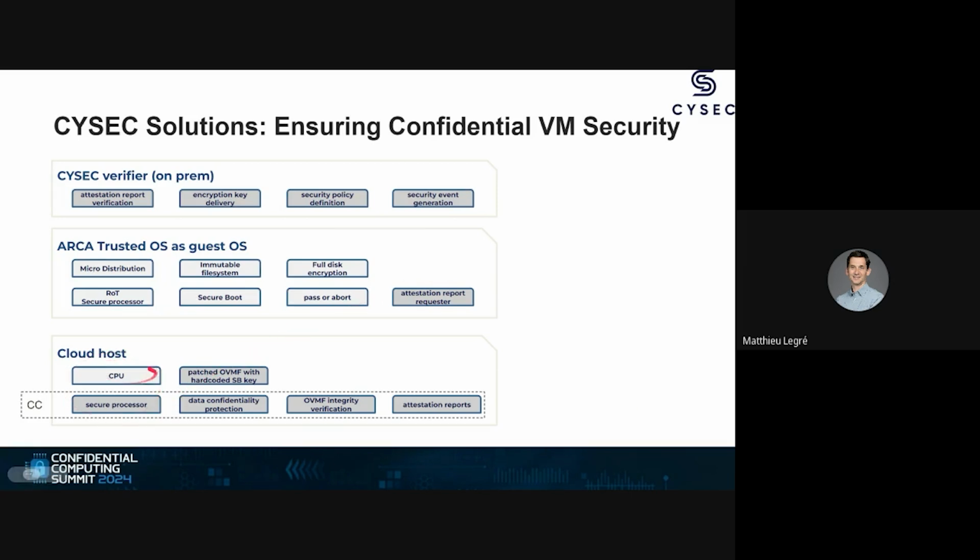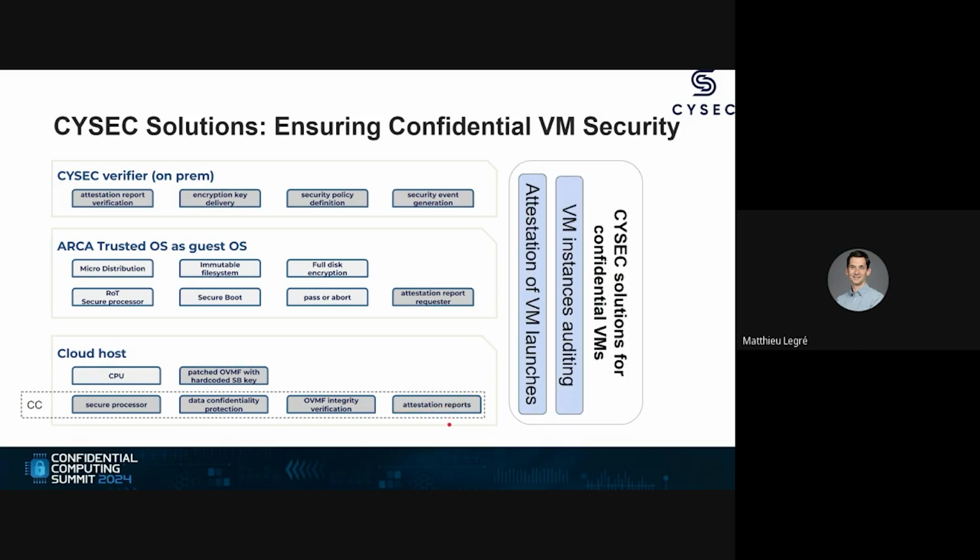And in the cloud, now we use the CPU. So this is for the private clouds. We use a patched OVMF with our own secure boot key that is hard-coded. This is extremely important to bootstrap the secure boot of Arca Trusted OS with the chain of trust that we can build with the attestation reports. And then there are all those confidential computing capabilities with the secure processor, data confidentiality protection, OVMF integrity verification, and those attestation reports provided by the CPU.